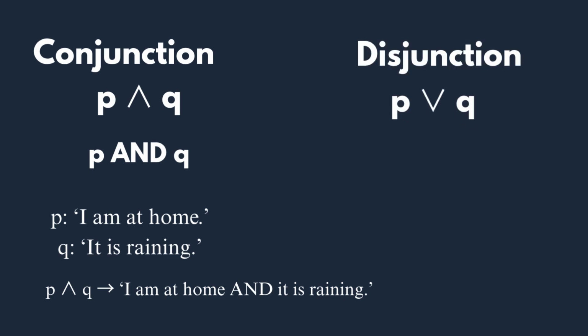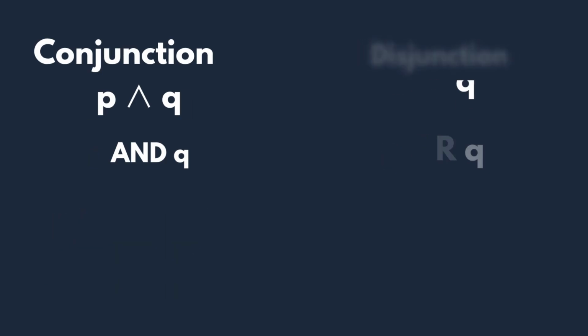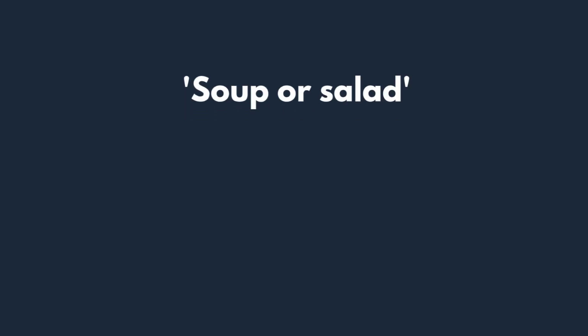This means P or Q, the inclusive or. True when P is true or Q is true or both. But English "or" can be tricky. Let me show you. In English, soup or salad means exactly one. That's called exclusive or, written as this. This is one of the most misunderstood ideas in logic.